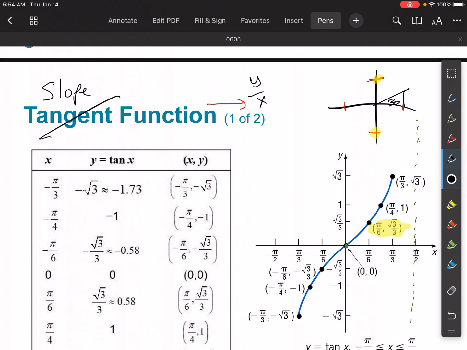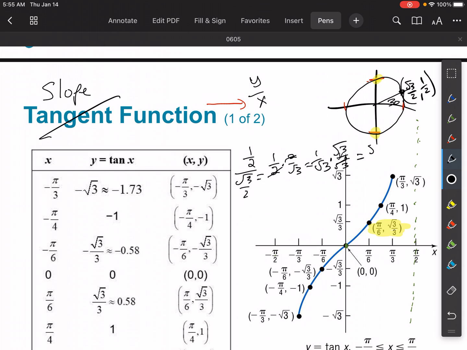So if we're at 30 degrees on the unit circle, we know that the y value there is 1/2, and the x value there is square root of 3 over 2. So all we're doing here to find out what happens at 30 degrees is plugging in the y and the x. We take a half and divide it by square root of 3 over 2, which is the same thing as 1/2 times 2 over root 3, which is the same thing as 1 over square root of 3, so we have to rationalize that, right? And we get the square root of 3 over 3. That's how they got that point.